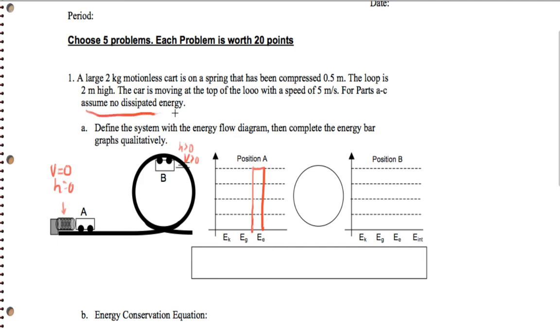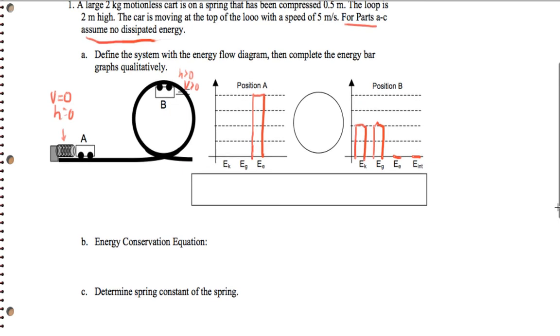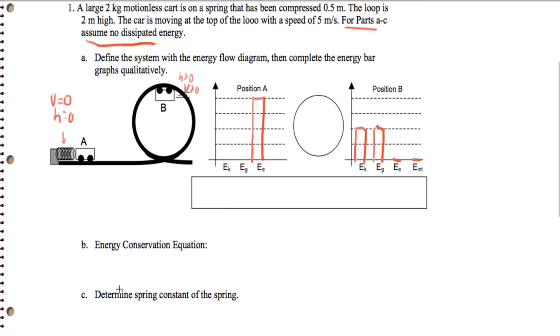Also, we're told assume for parts A and C no dissipated energy. So that means we got some kinetic, some gravity. Our spring has sprung, so there's no elastic and there's no dissipated energy at all. So when we write down the energy conservation equation, we would write that E elastic equals EK, the kinetic energy, plus the gravitational energy. We're simply setting this bar graph equal to that set of bar graphs there.